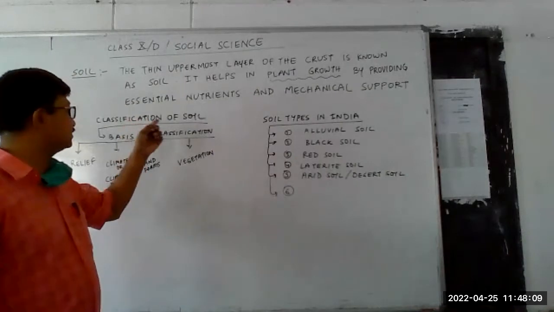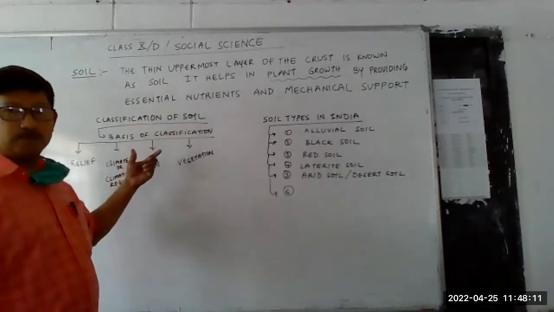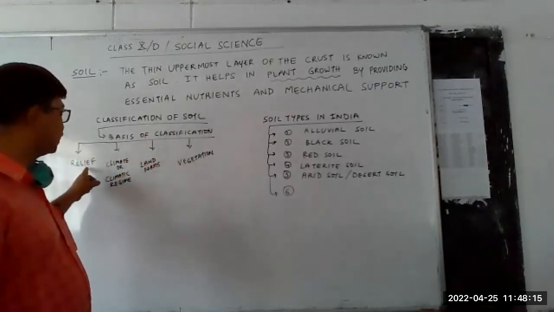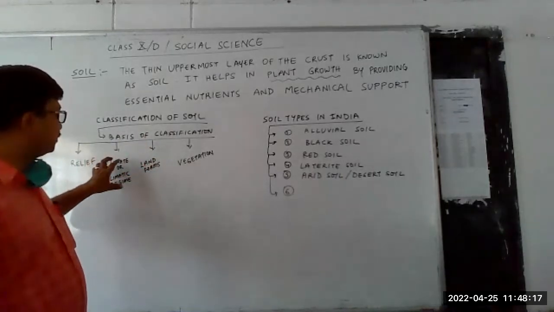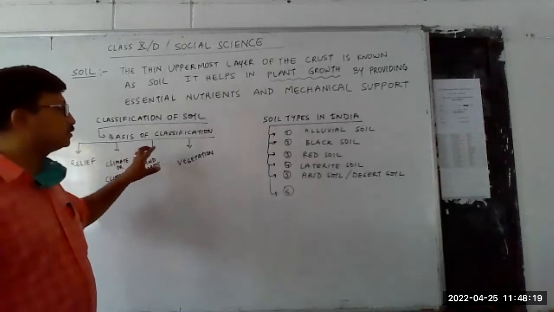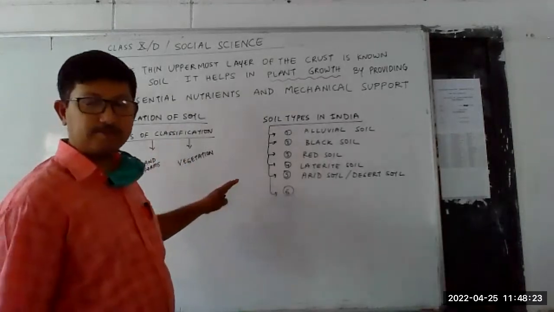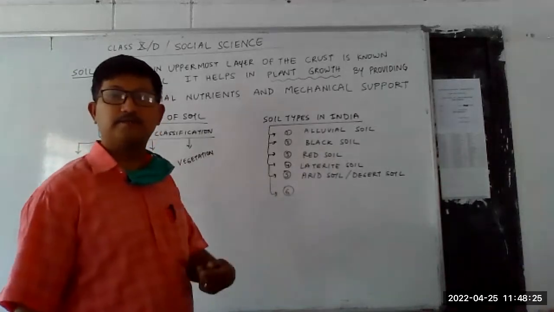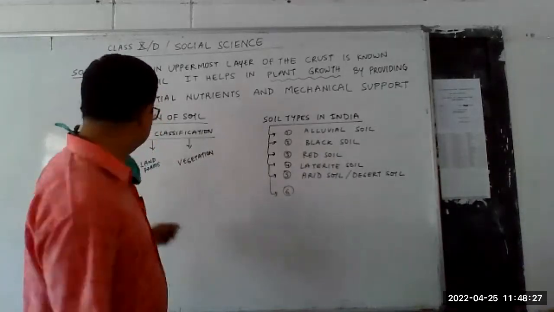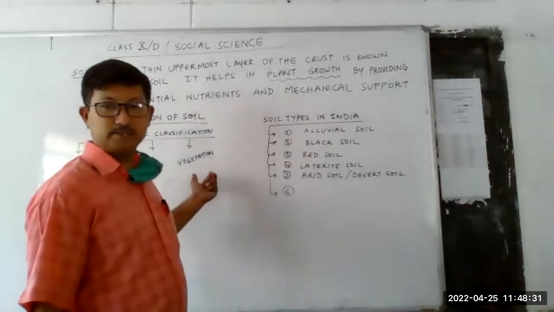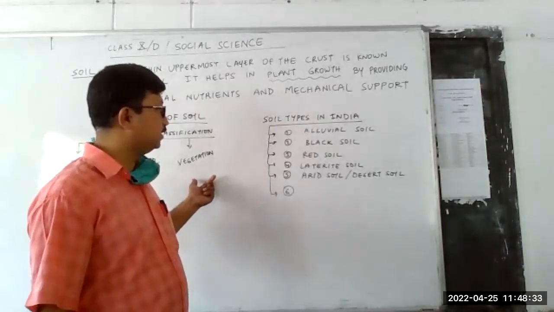Next topic is classification of soil, and soil classification depends upon certain bases. Those bases are relief or topography, climatic region, landforms, vegetation, and several other factors are also there to identify and to classify the soils. These are the macro factors upon which the soils of an area are classified.